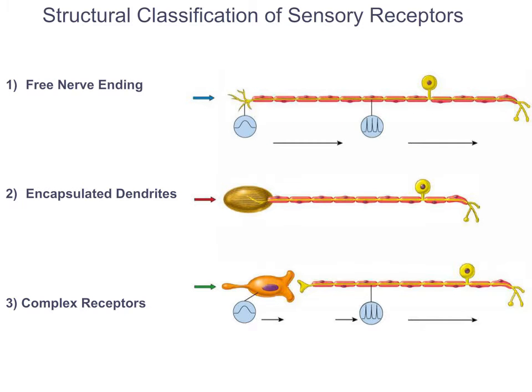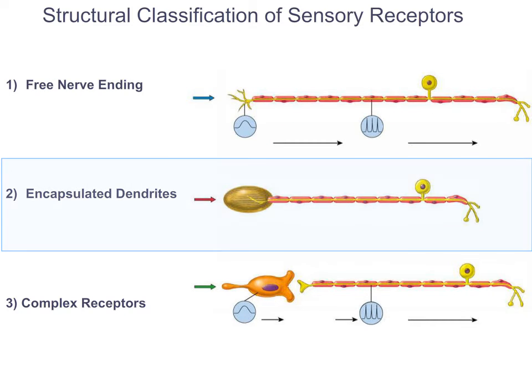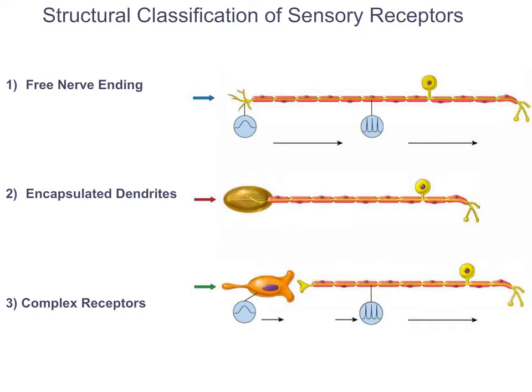A variation on the free nerve ending is something called an encapsulated nerve ending or an encapsulated dendrite. So here we have the same type of sensory neuron, but if we take a look at the nerve endings of that neuron, they're covered by a special capsule. And these types of nerve endings tend to be most sensitive to things like pressure and touch.